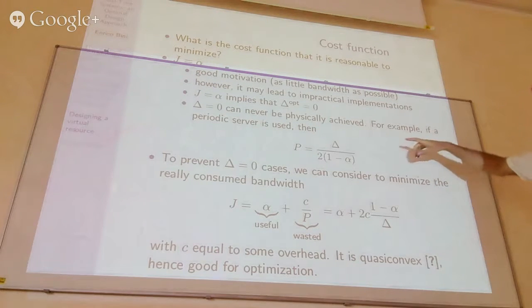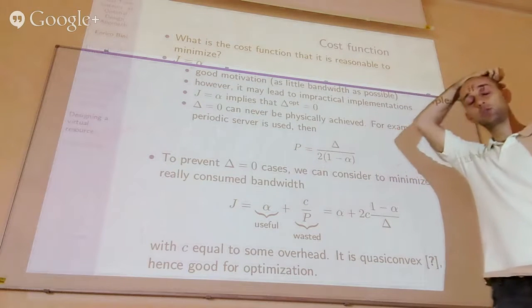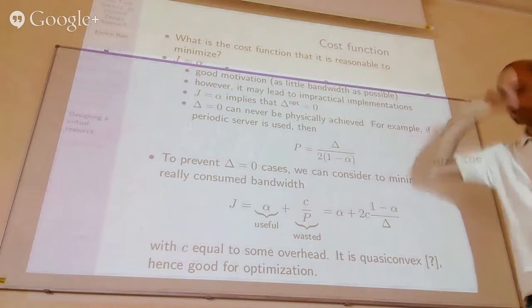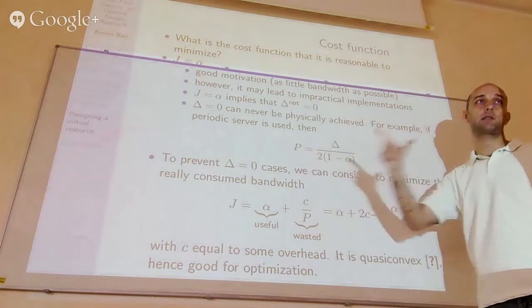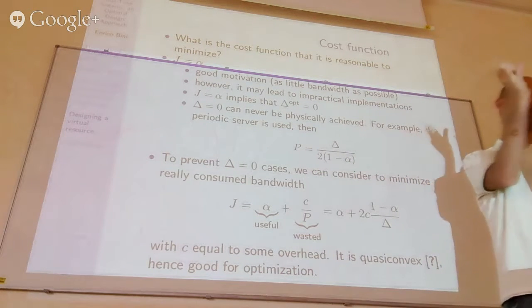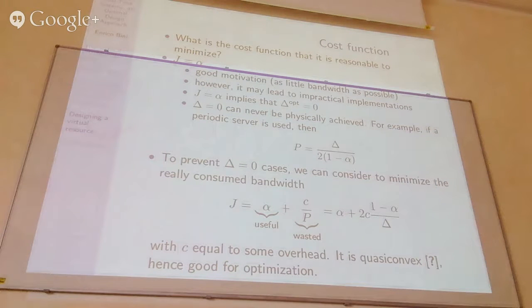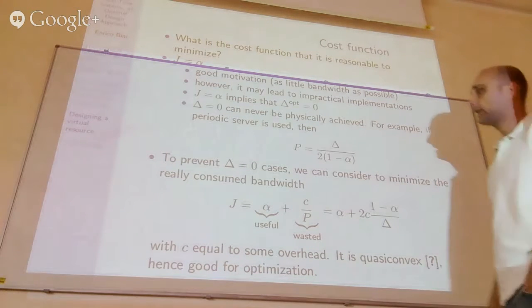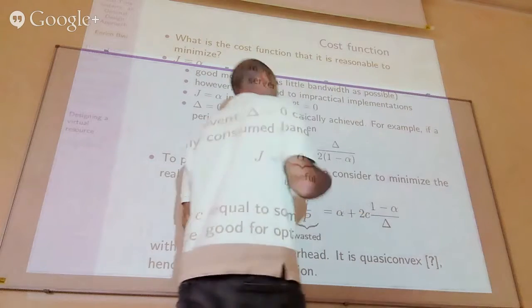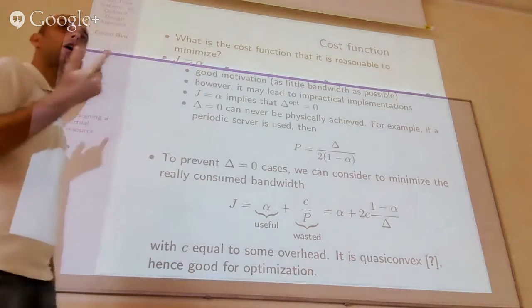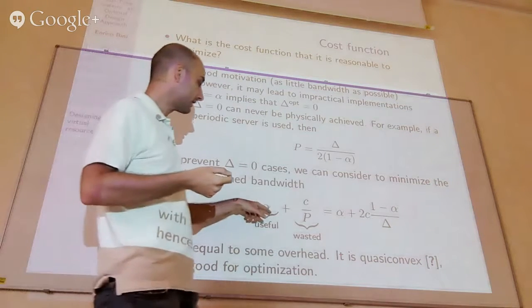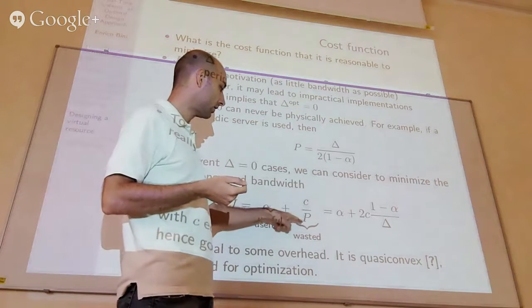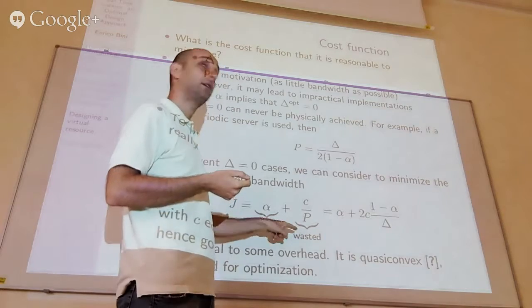The point is this: from the expression of delta, delta equal to 0 implies P equal to 0. That means the period would get smaller and smaller, and that's not possible. To prevent delta equal to 0, one good option is to have a sort of weight also on the period.